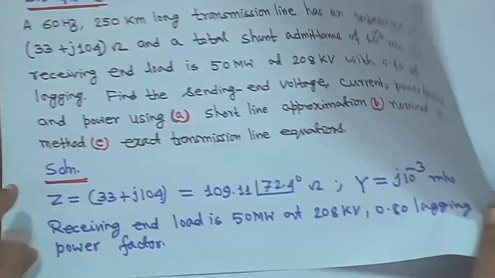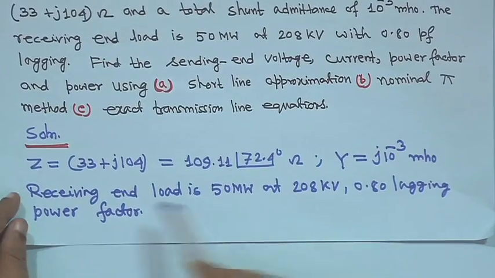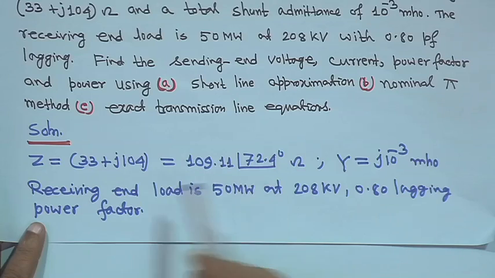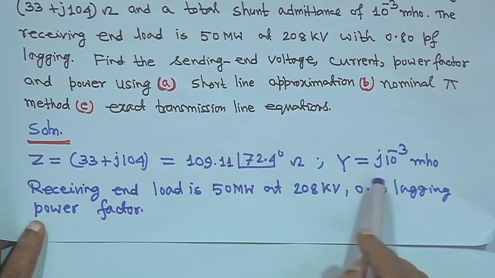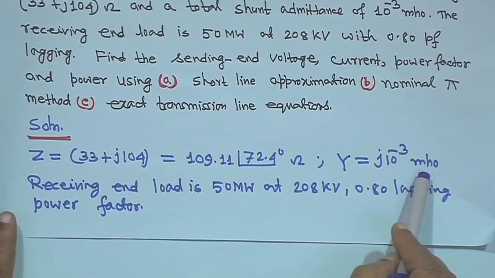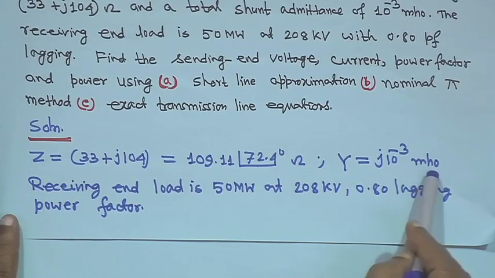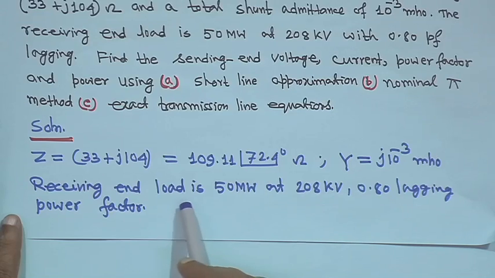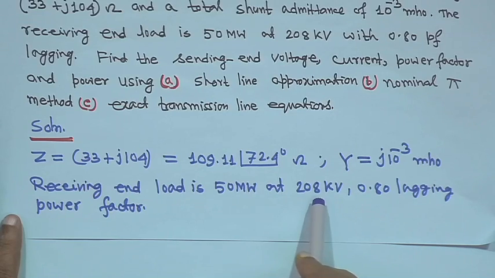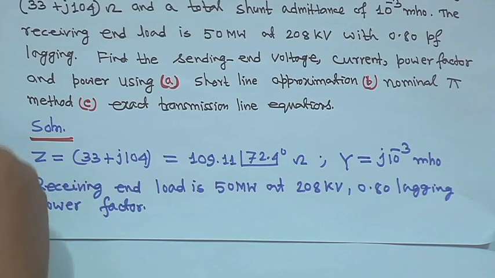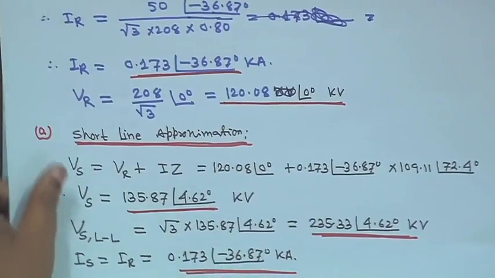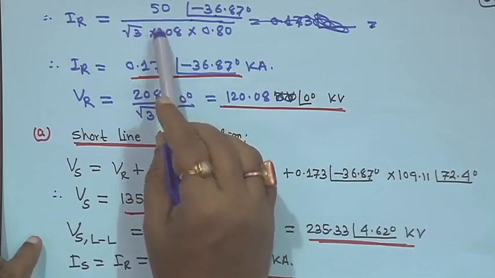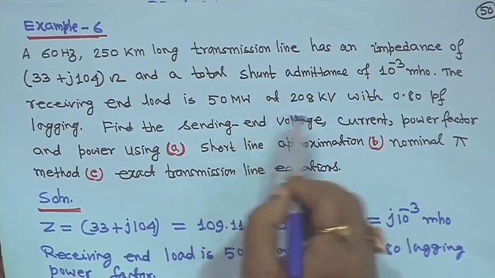So, we will use the same data. Z is given as 33 plus j104, which is equal to 109.11 angle 72.4 degree ohm, Y is equal to 10 to the power minus 3 mho. Siemens I am not writing, I prefer to write mho, right. Receiving end load is 50 megawatt at 208 kV and 0.8 lagging power factor. So, first you have to find out your current. It is 50, that is, your receiving end load is 50 megawatt, right.